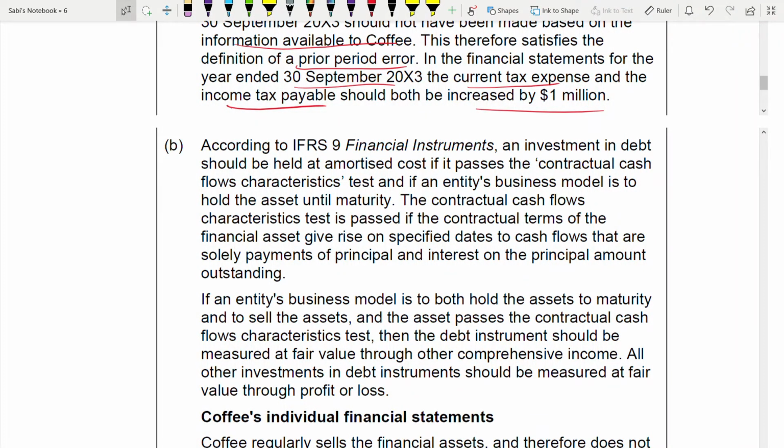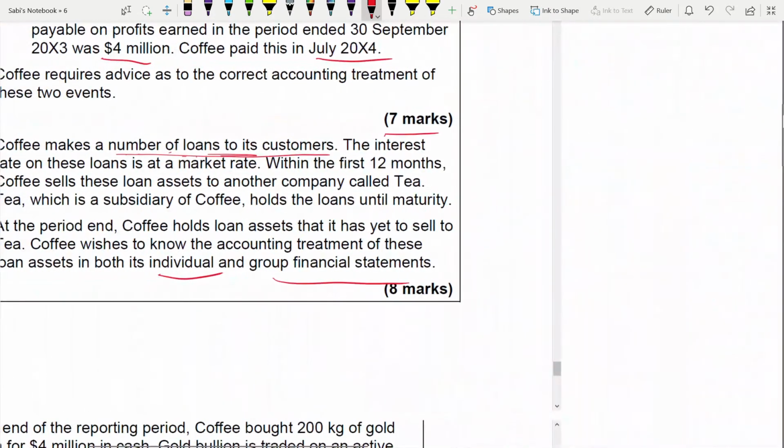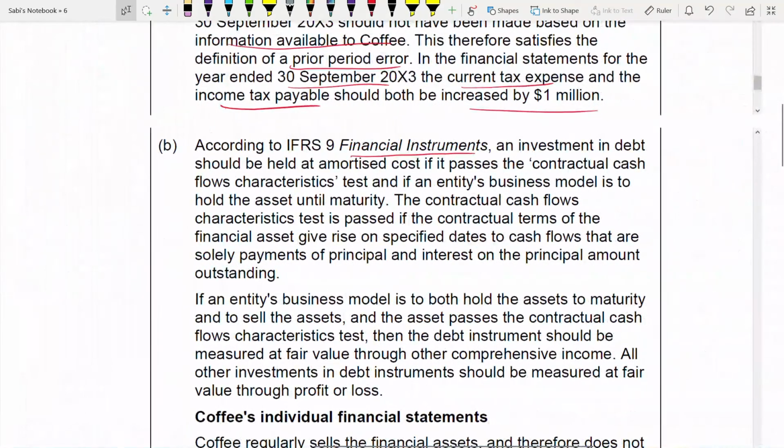What is the nature of this? It's a financial instrument. It is a financial instrument according to IFRS 9. Right? Whenever you are giving a loan to someone, a loan asset, remember, it's an investment in debt.